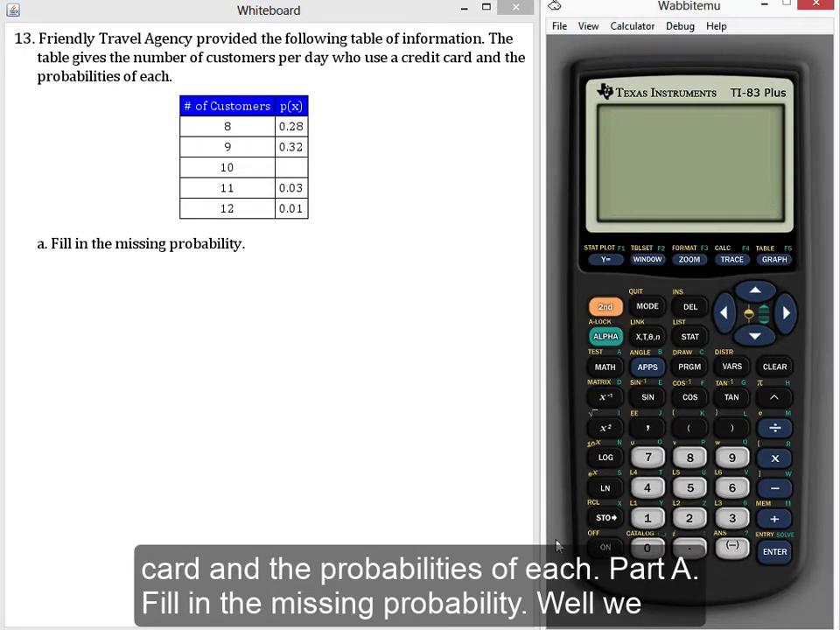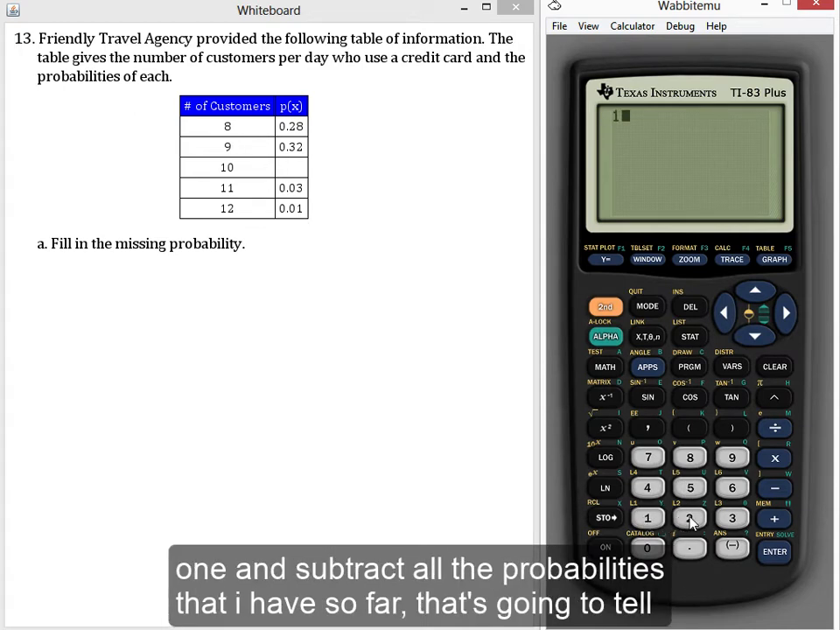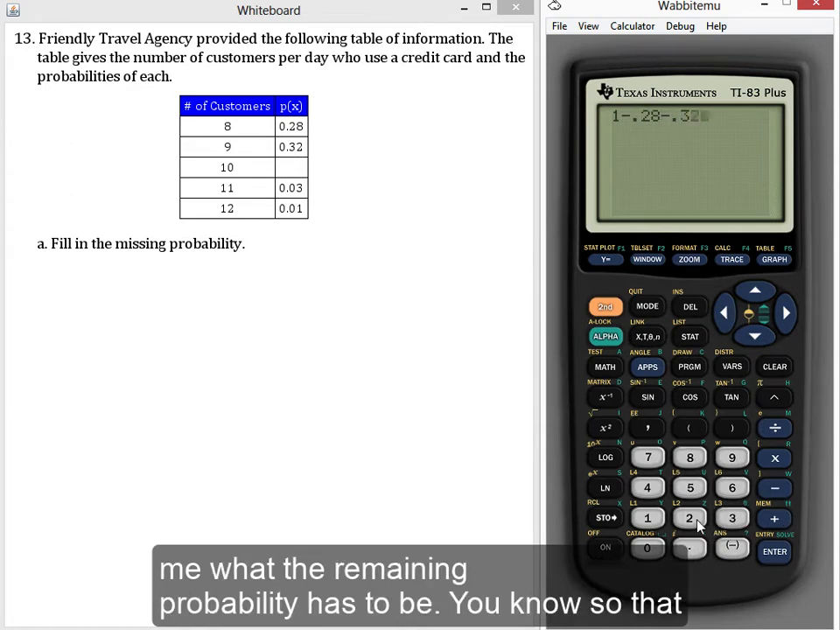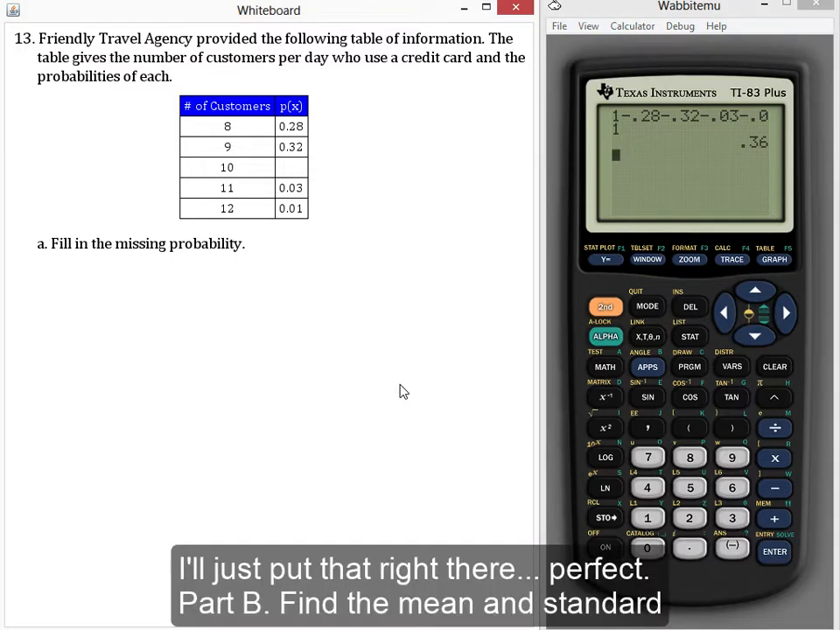Well, we know that the total of probabilities in a table has to be 1. So if I just take 1 and subtract all the probabilities that I have so far, that's going to tell me what the remaining probability has to be, so that everything adds up to 1. So 0.36. I'll just put that right there. Perfect.